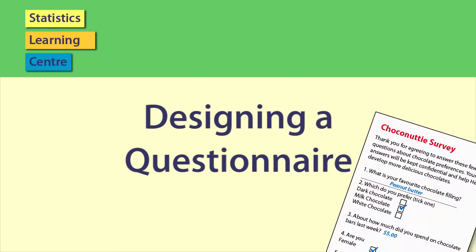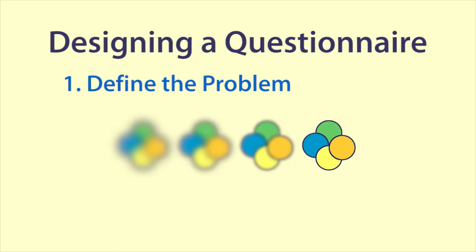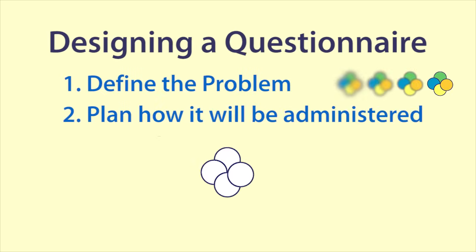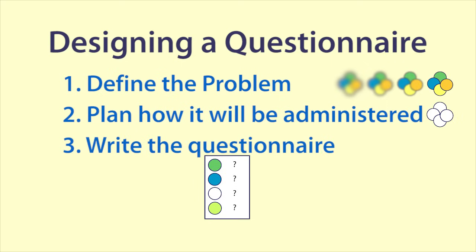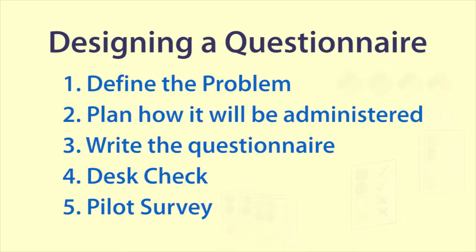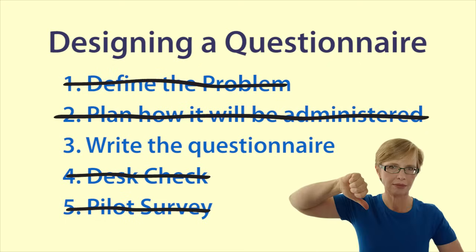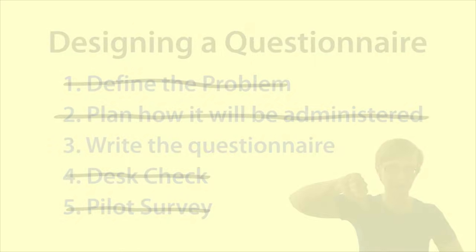Designing a questionnaire. There are 5 steps to designing a questionnaire. Define the problem, plan how the survey will be administered, write the questionnaire, desk check, pilot survey. It can be tempting to leap straight to step 3 and also to miss out steps 4 and 5, but this will result in a substandard questionnaire and poor data.